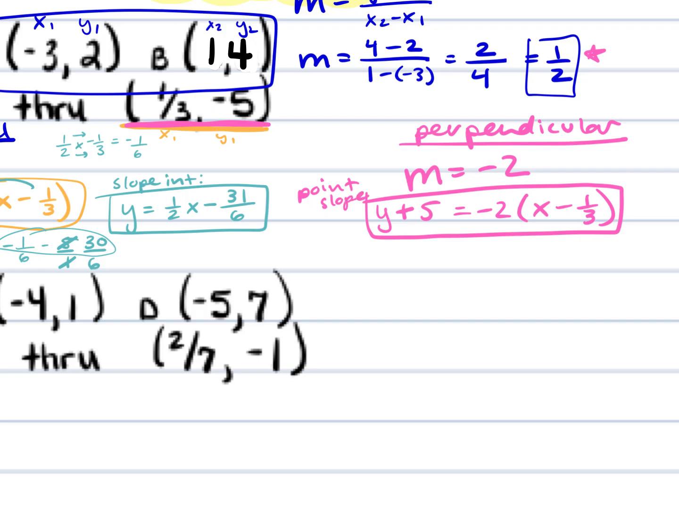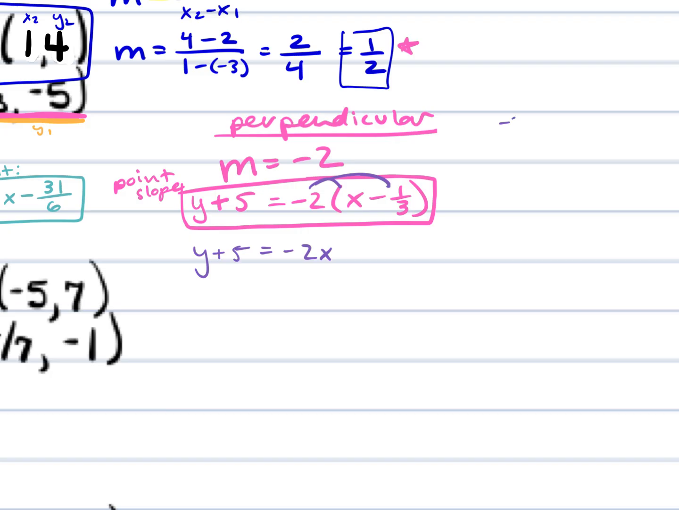What would we do if the question asks for slope-intercept form? Let's distribute. So y plus 5 is equal to negative 2x. Here we have negative 2 times negative 1/3. Multiply the tops together, multiply the bottoms together, so we get 2 over 3. So plus 2 over 3. What would we do next? Subtract 5. Perfect. Our goal is to get y all by itself. So we get y equals negative 2x.